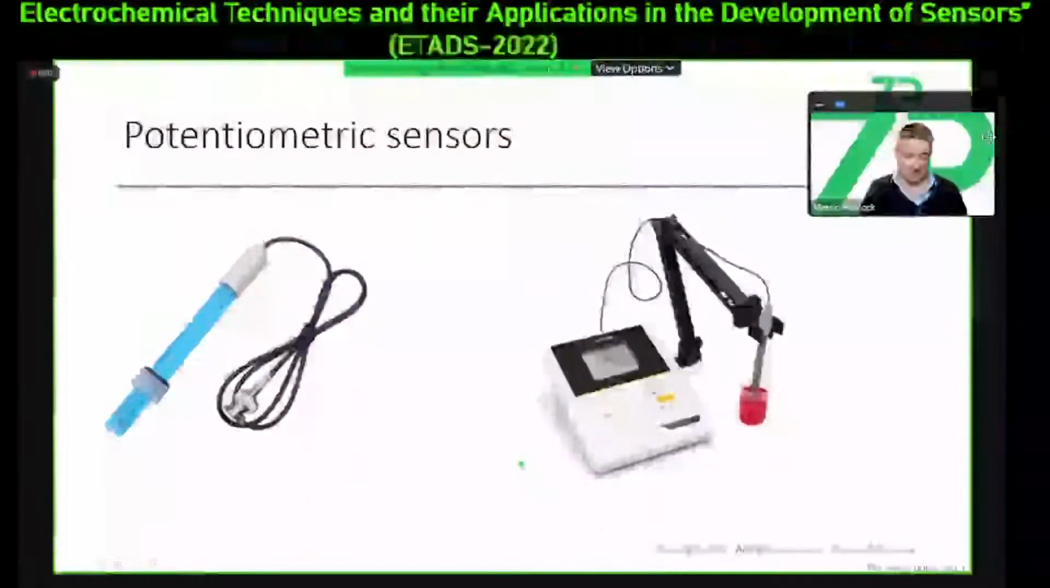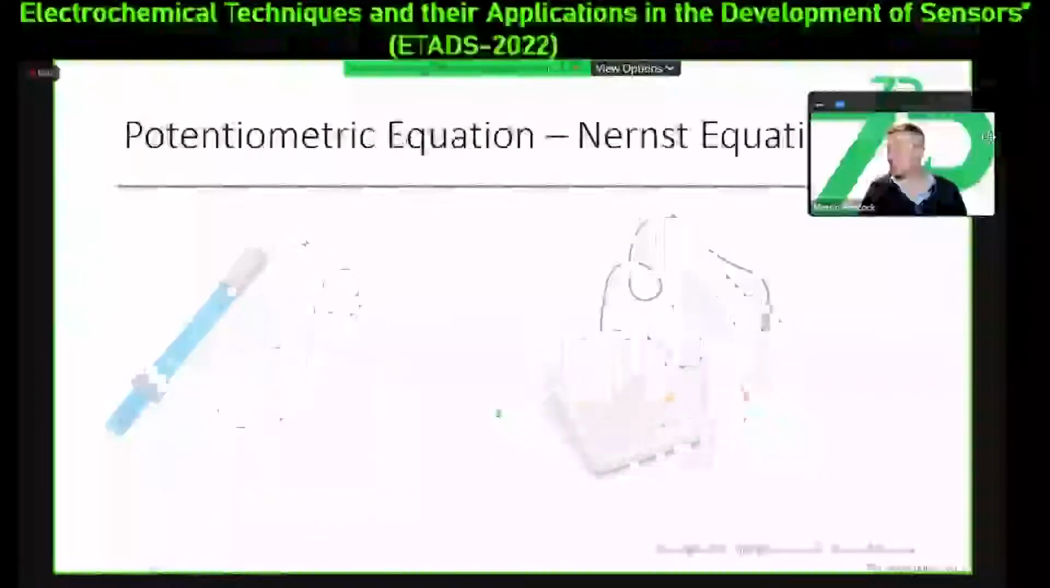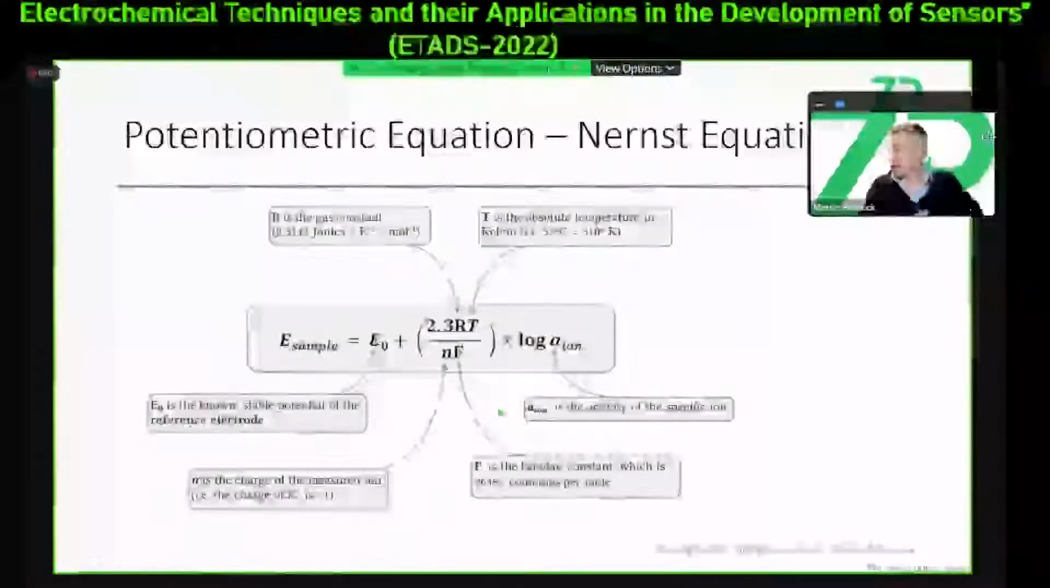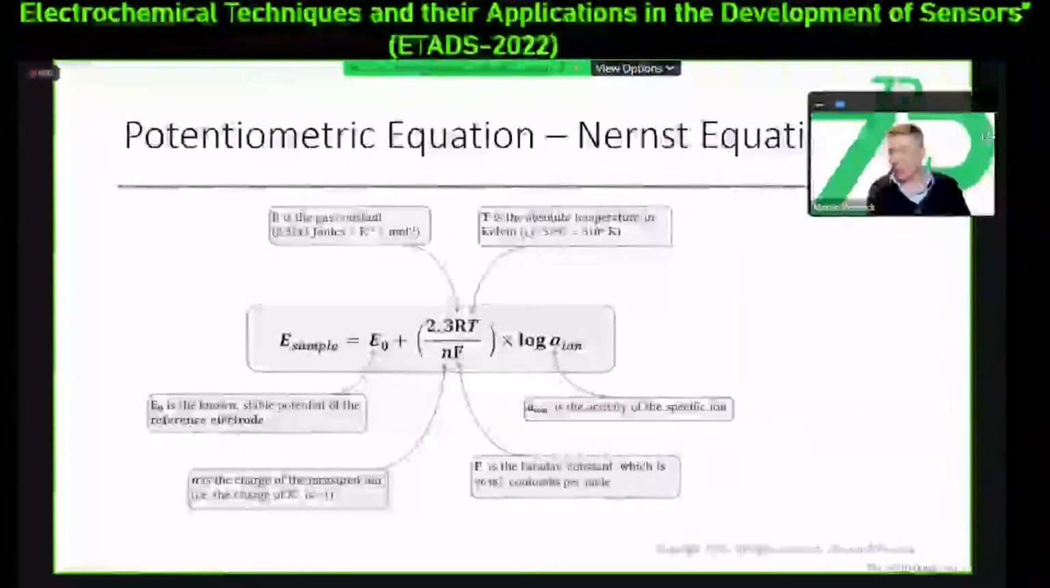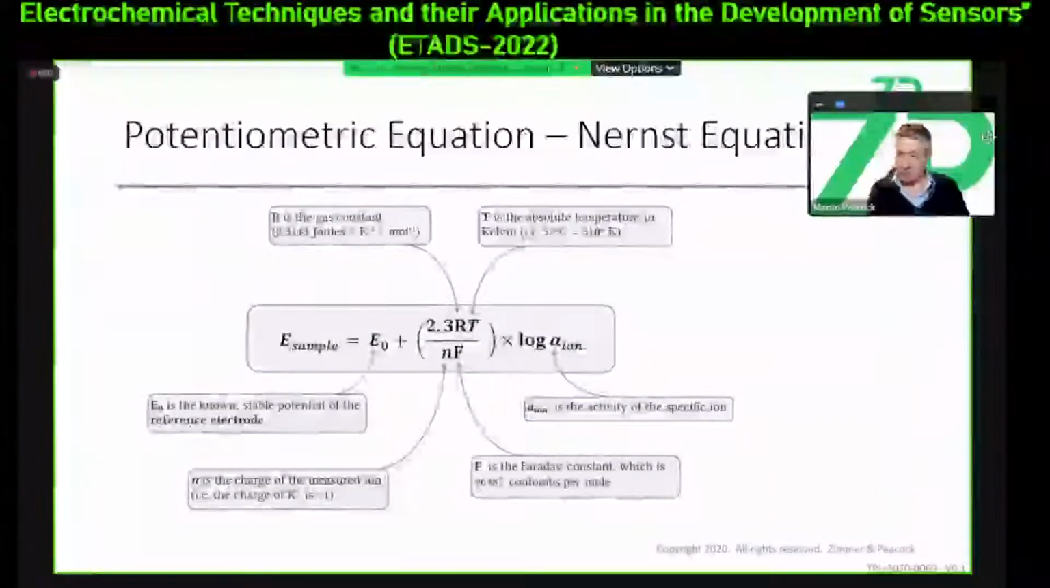So you are familiar with potentiometric sensors. You probably, especially the chemists and biologists, use them every day. I'm not going to derive the Nernst equation. I only put this slide up because some of our colleagues here today will be professors, some will be postdocs, some will be doing their PhDs, and some of them will be undergraduates.